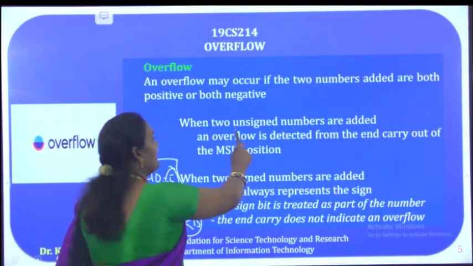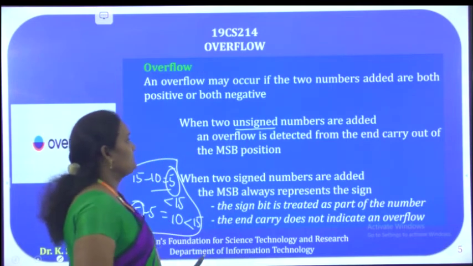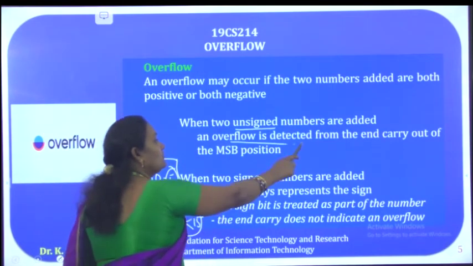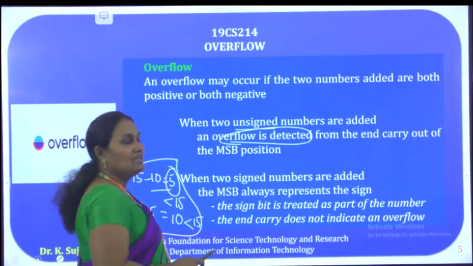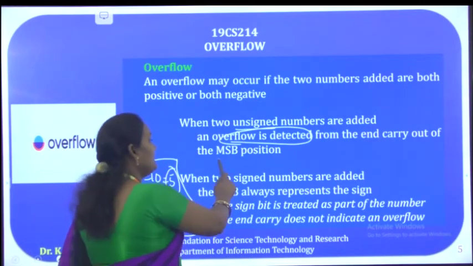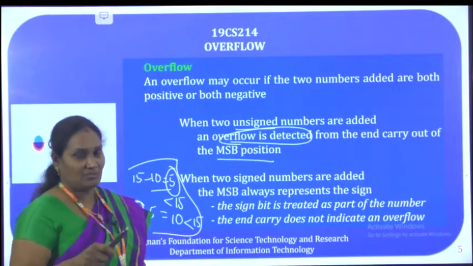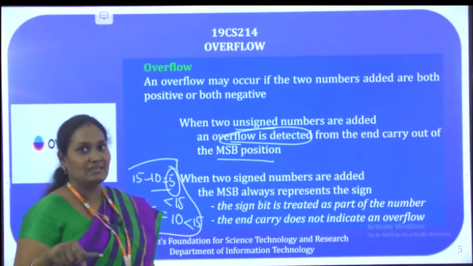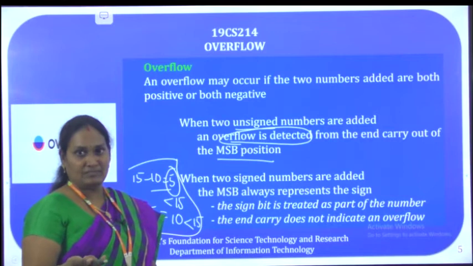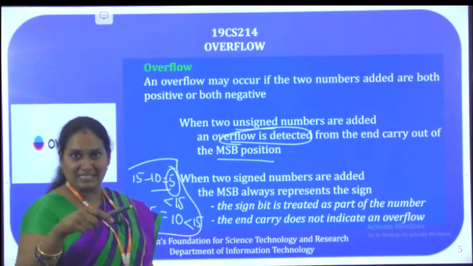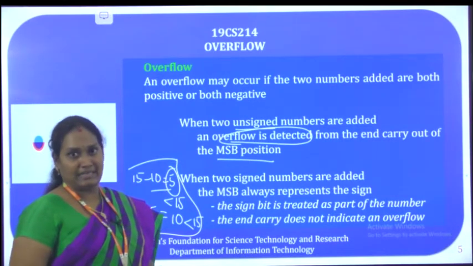So, if you are adding unsigned numbers, how are we going to detect the overflow? The overflow can be detected from the MSB position, that is the most significant position. If in the most significant position you get 1, then an overflow has occurred. If in the most significant position you get 0, we will not get an overflow.